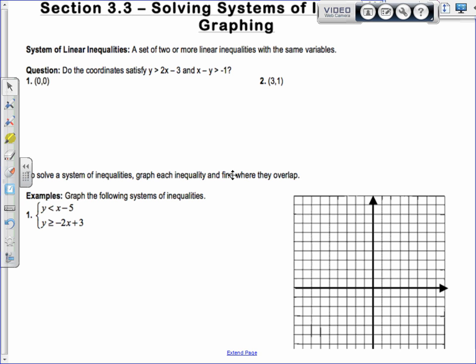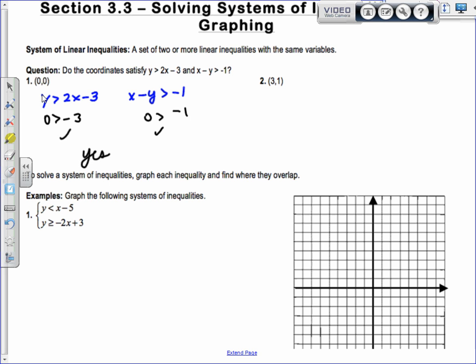Do the coordinates (0, 0) satisfy y is greater than 2x minus 3 and x minus y is greater than -1? We're going to look at both of those inequalities, and in order to satisfy the system, it needs to work in both of them. If I plug in 0, 0, I get 0 is greater than -3, and 0 is greater than -1. Both are true, so yes, it satisfies the entire system.